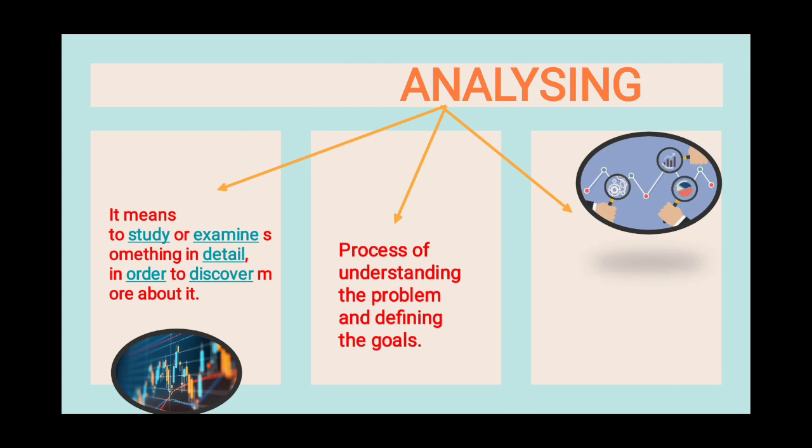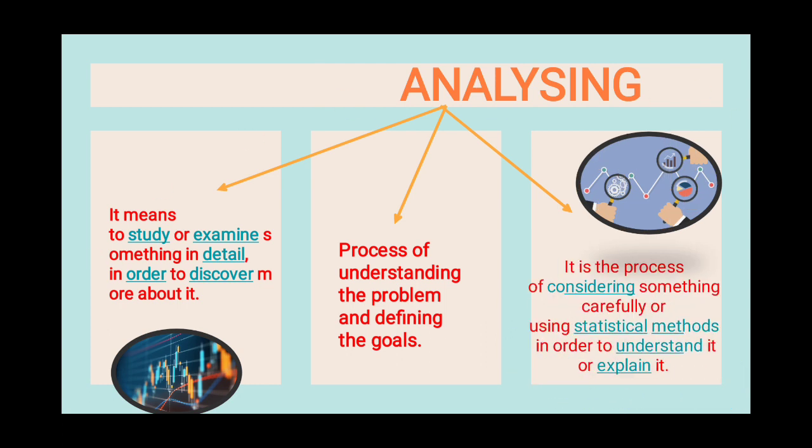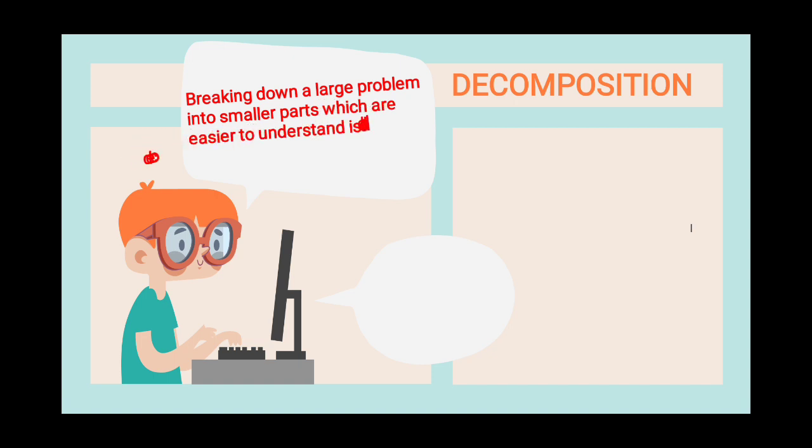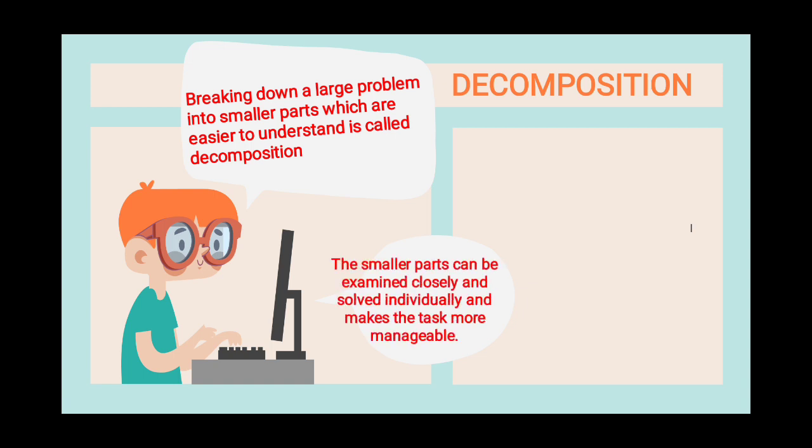Next is, it is a process of considering something carefully or using statistical method in order to understand it or explain it. Next is decomposition. In decomposition, we divide big problem into many small problems. So here is its definition. Breaking down a large problem into smaller parts which are easier to understand is called decomposition. The smaller parts can be examined closely, solved individually, and make the task more manageable.